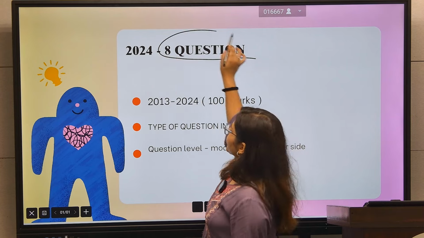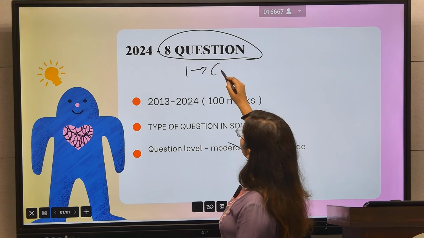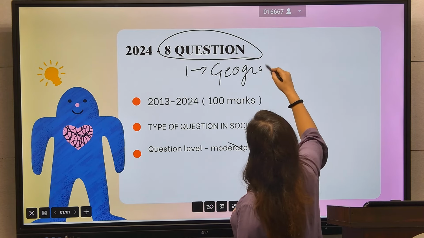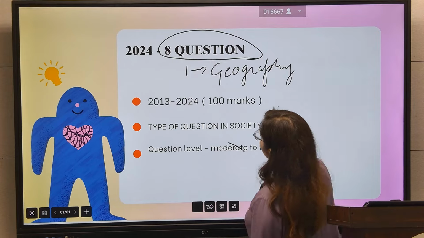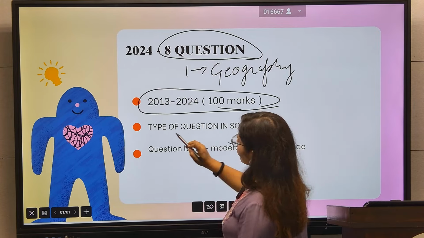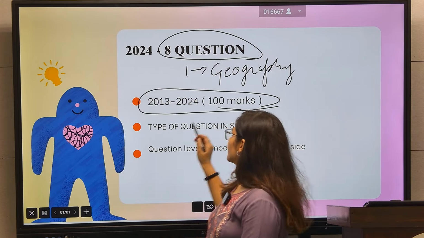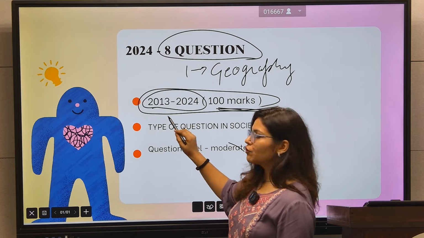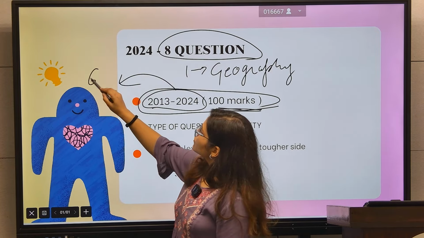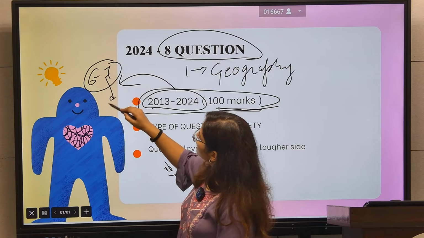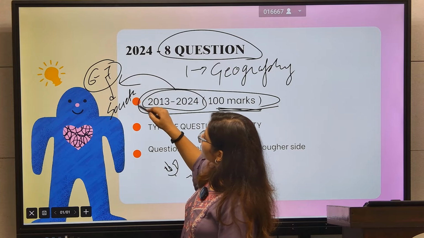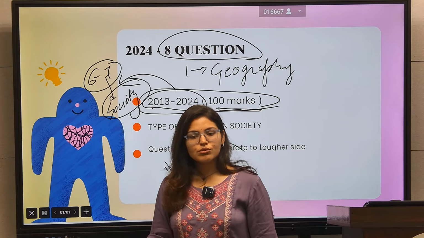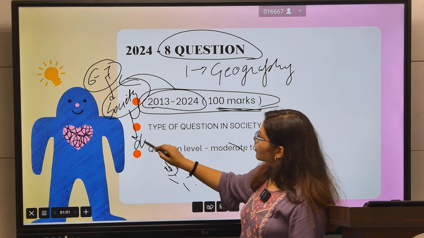So there are a total of 8 questions, one of which we had taken in the geography session. On average, if we look at society, covering 100 marks from 2013 to 2024, there were 6 to 7 questions from the society part. So society is a deciding factor also.